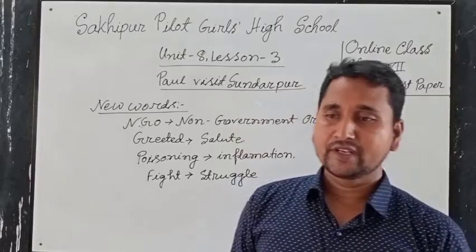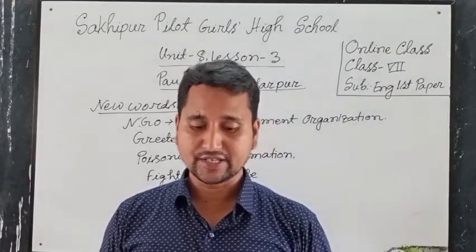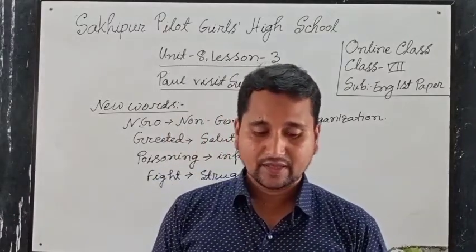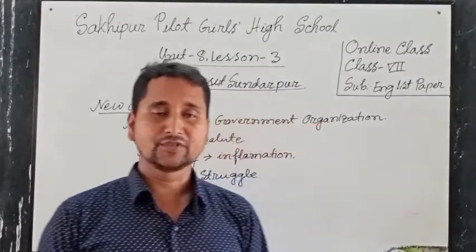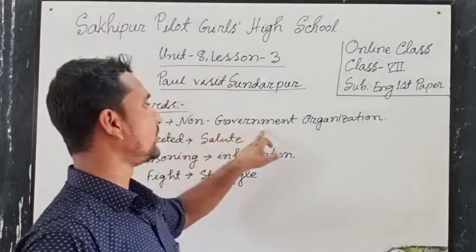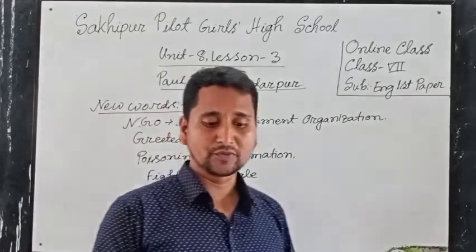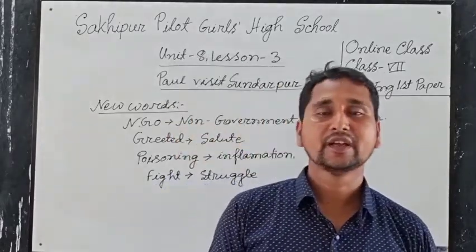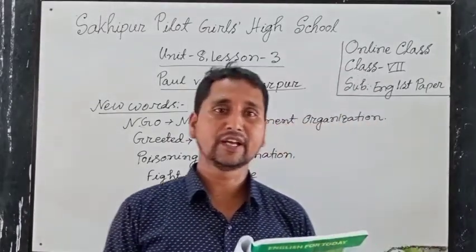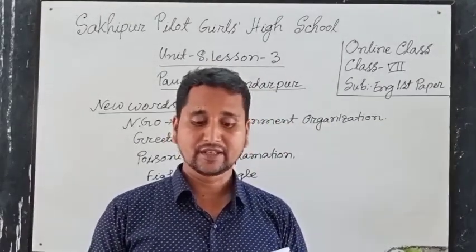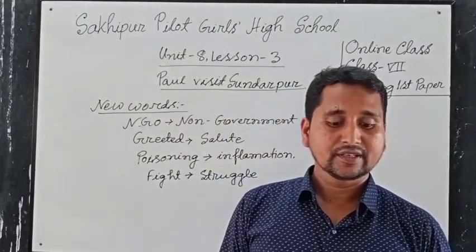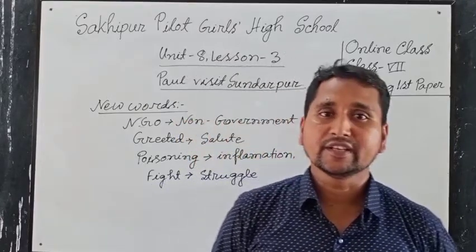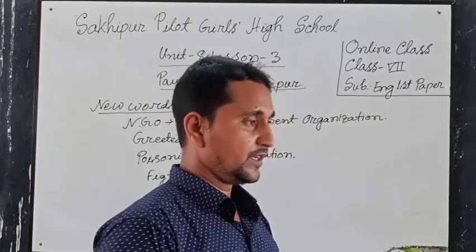Now, open your textbook, page number 88, Unit 8, Lesson 3, part B. Listen to me carefully. Paul is a young volunteer of an international NGO in Bangladesh. NGO means non-government organization. He visits Sundarpur to talk to the villagers about arsenic poisoning. What do you mean by arsenic? We have heard arsenic for a long time and many times, but we don't know its main definition. Arsenic means the chemical element of atomic number 33, a bright or steel gray metalloid. It's very poisonous.